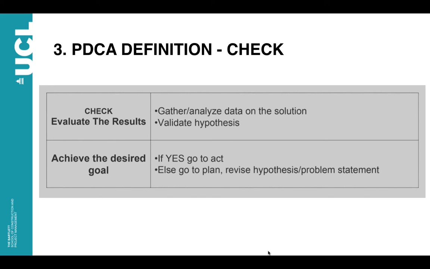The second sub-stage is about achieving the desired goal. So if the answer is yes, we can progress to the next stage. Otherwise, we should review our hypothesis, our designed solution, or even our problem statement in order to find the reasons why our implemented solution is not working.